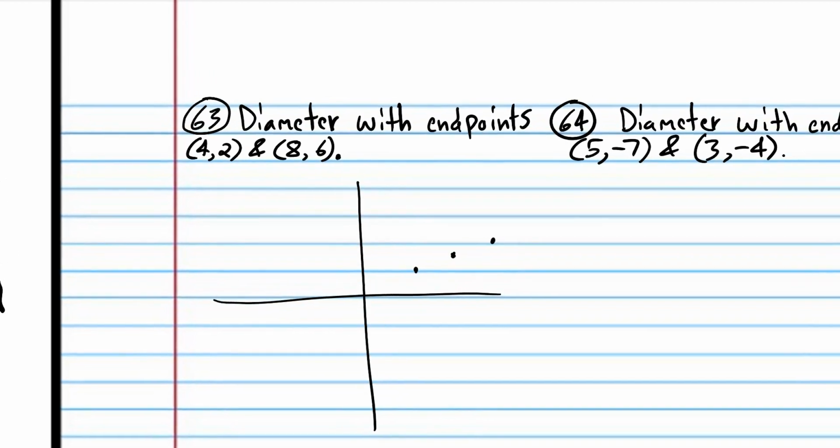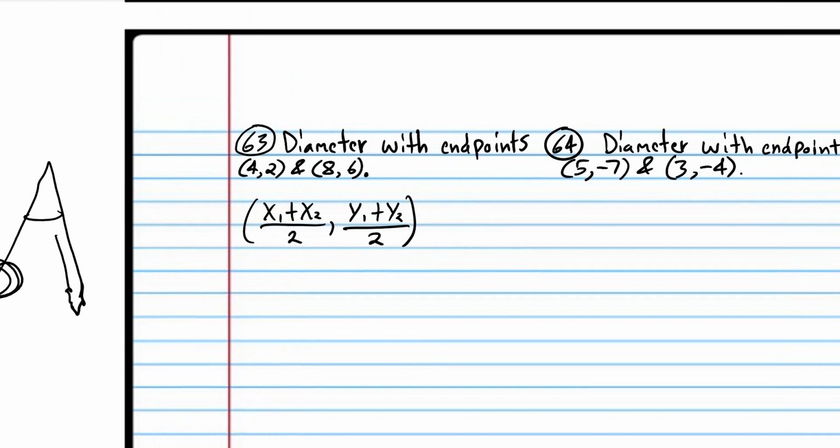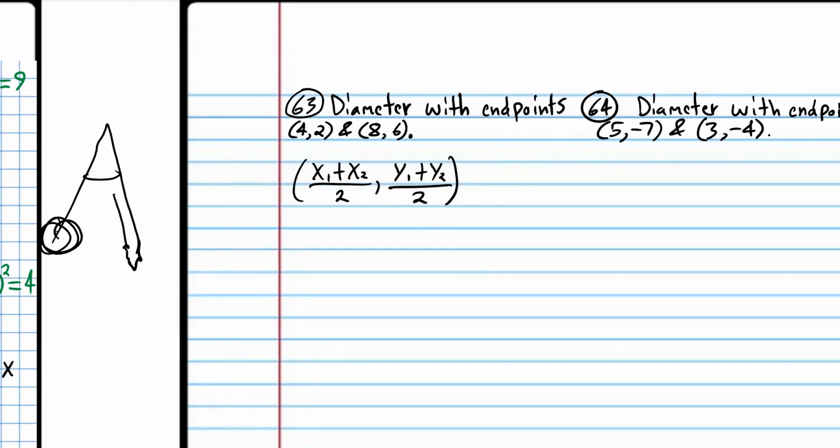Now notice that the center is the midpoint between those two endpoints. So we have to find our midpoint formula. The midpoint is something we learned in a previous class. If you don't remember the midpoint, that's okay. I'm going to write it right here. So that's the midpoint of these 2 points here. That's going to be the center of the circle.